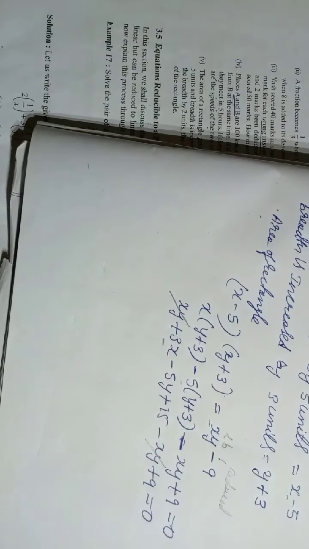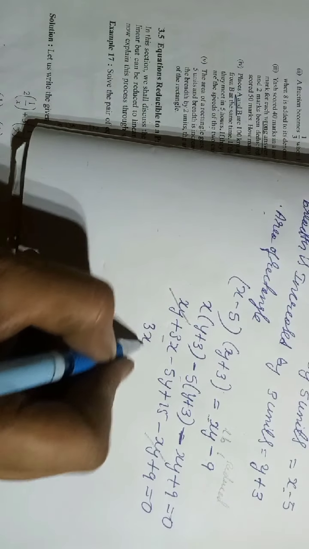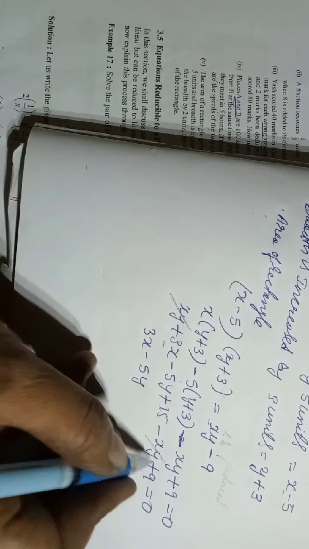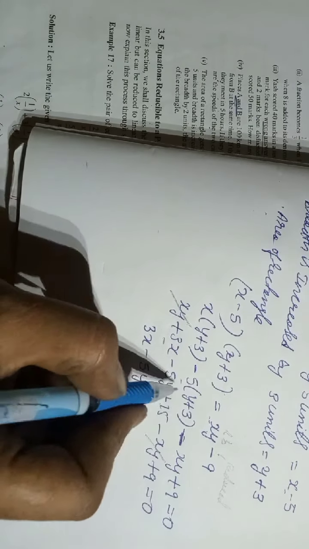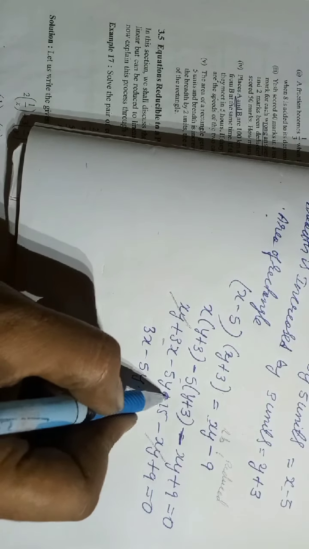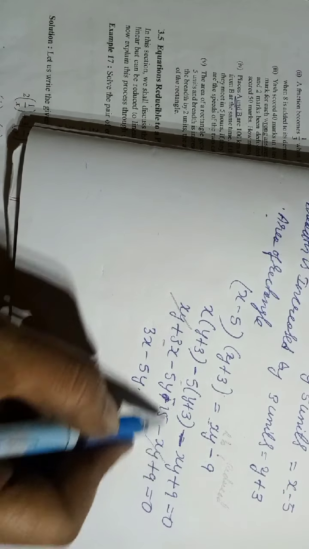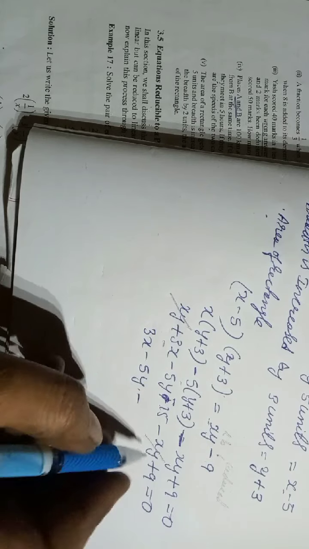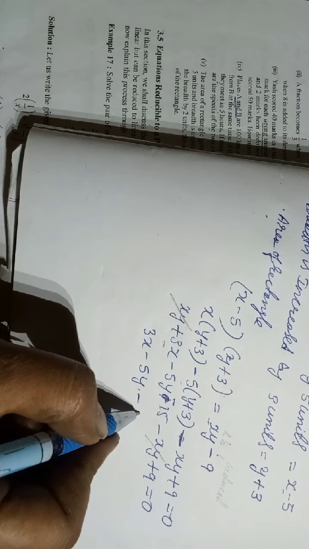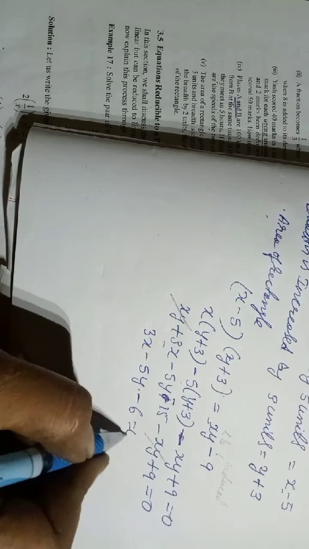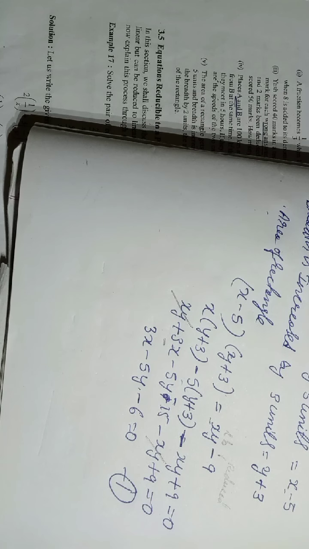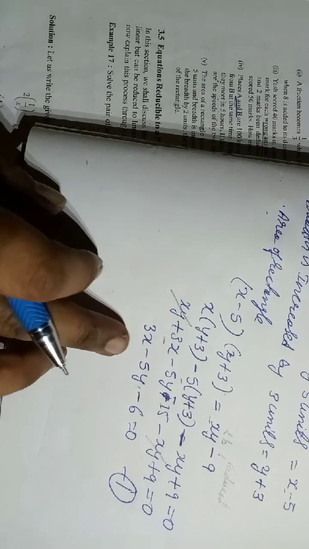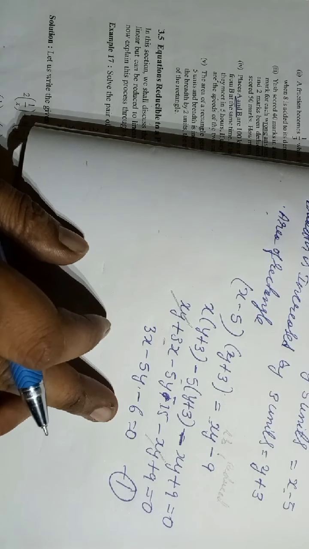3x, 15y. Numbers we can simplify now. It is 3x minus 5y, plus into minus, not plus, minus. Plus into minus, but we have to keep the bigger number's sign. 15 minus 9 is 6, is equal to 0. This is what? The first equation. Using the first condition, we write the equation 3x minus 5y minus 6 is equal to 0.